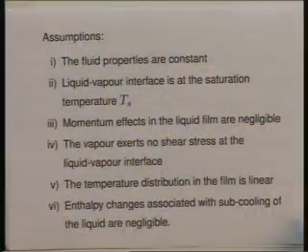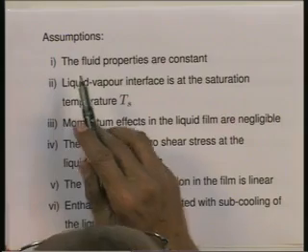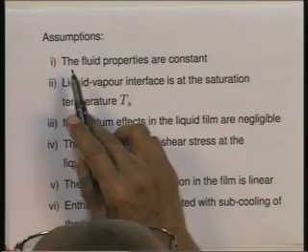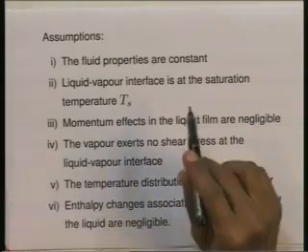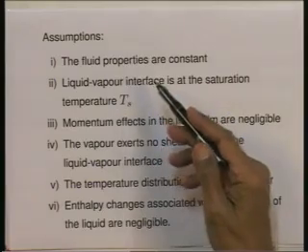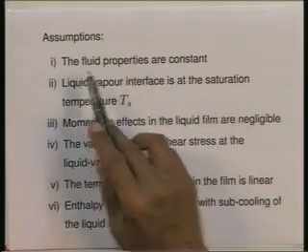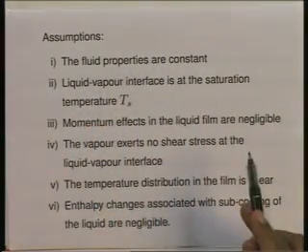The assumptions which we are going to make are the following. I will first list them one by one, and then, as we go along, I will justify why they are being made. First of all, the first assumption is that the fluid properties are constant. During the analysis, we will need properties like the conductivity, the density and the viscosity of the fluid, etc. We assume some constant value for these properties.